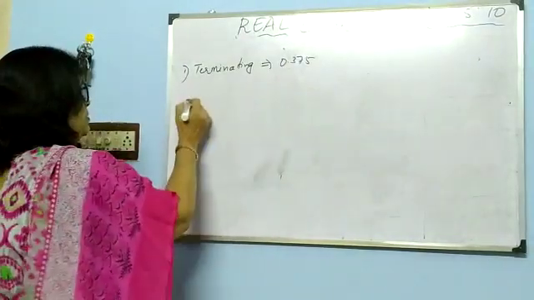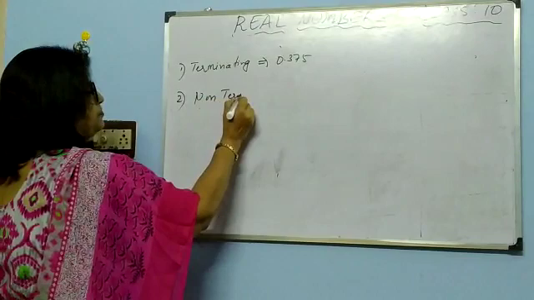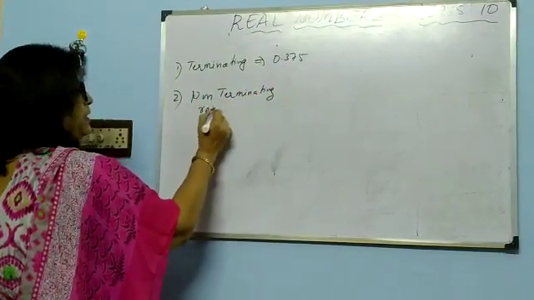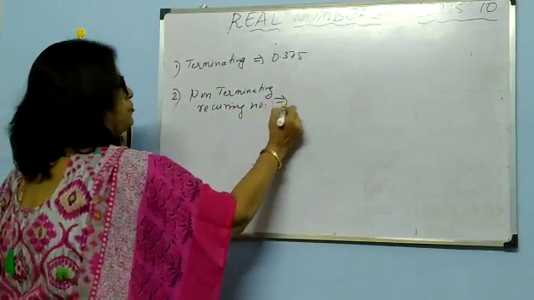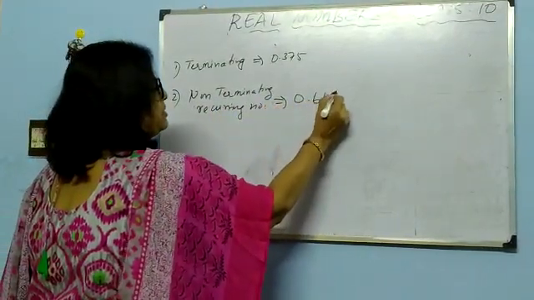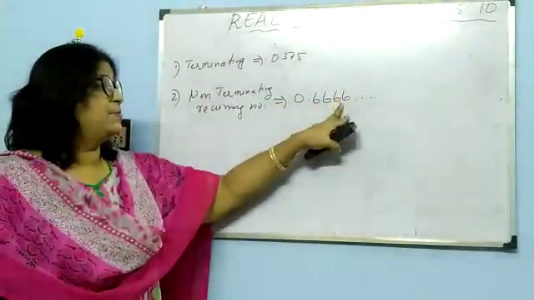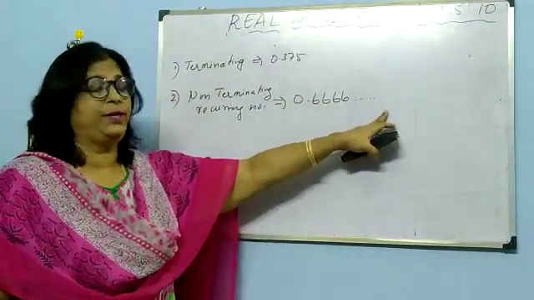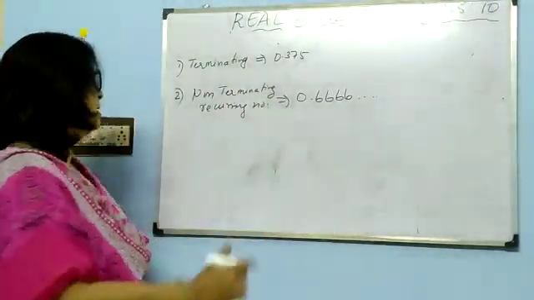So, next one is a non-terminating recurring number. So, for example, 0.6666, it keeps on going. This 6 part, the decimal part, this digit 6 keeps on repeating. We call this a non-terminating recurring number.